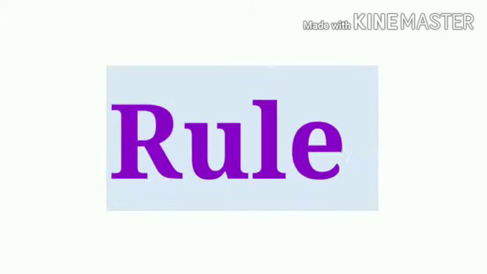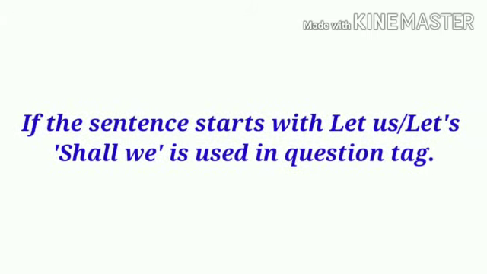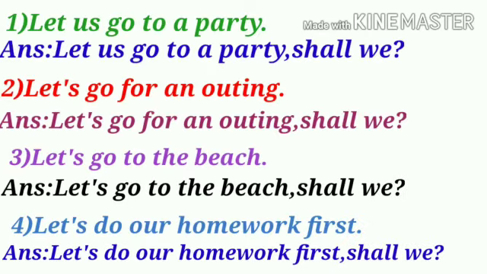Rule number 7. If the sentence starts with let us or let's, shall we is used in the question tag. For example, let us go to a party. Shall we? Let's go for an outing. Shall we? Let's go to the beach. Shall we? Let's do our homework first. Shall we?